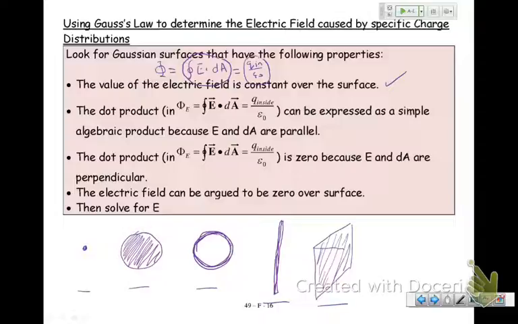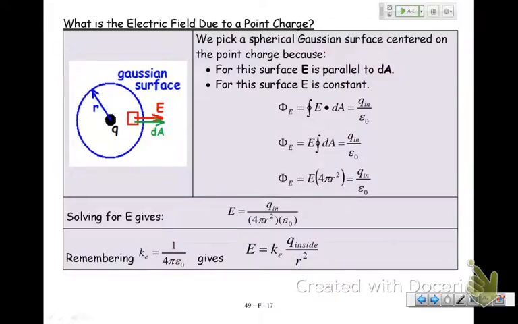We say the dot product can be expressed as a simple algebraic product because E is parallel to dA, or I want E to be perpendicular to dA. I want either the angle between my E and dA to be 0, which gives me a value of 1 for the cosine, or I want the angle between them to be 90 degrees, which gives me a value of 0. I want it to either go away or be what it is. And then the electric field can be argued to be 0 over a surface. So the electric field is either constant or 0, and then I go for parallel or perpendicular E dot dA. And then we solve for E, so it sounds pretty straightforward. This first one I think is done.